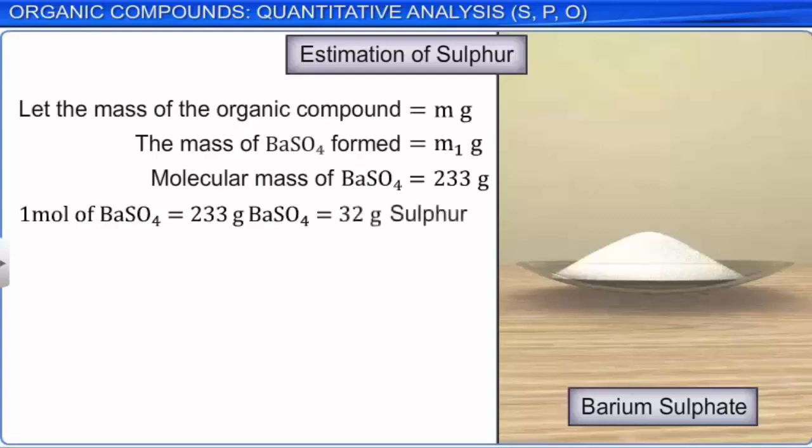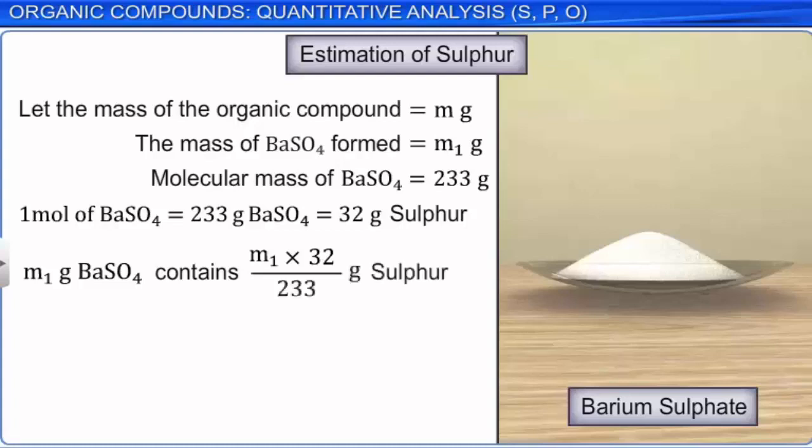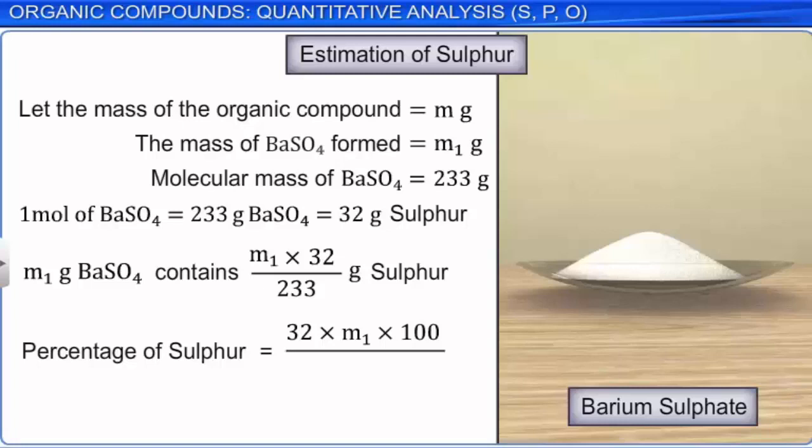Therefore, the mass of sulfur in m1 grams of barium sulfate is m1 multiplied by 32 divided by 233. Therefore, the percentage of sulfur in the compound is 32 multiplied by m1 multiplied by 100, divided by 233 multiplied by m.